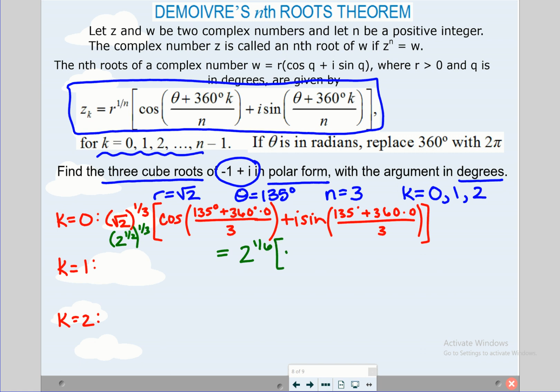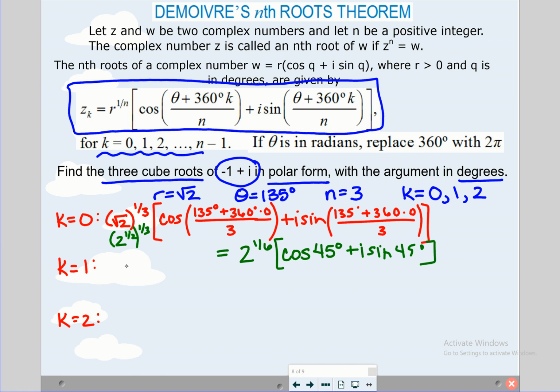Then you just need to simplify what you see for that angle. 360 times 0, that's easy. It's 0. Plus 135, so my numerator is 135. Divided by 3, it's 45 degrees. And that's your first answer in polar form. If you wanted to simplify a little bit further, you could put it in rectangular form by evaluating that. But that's it.